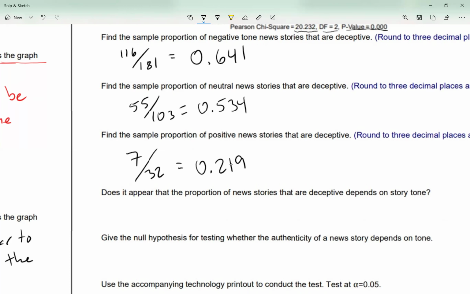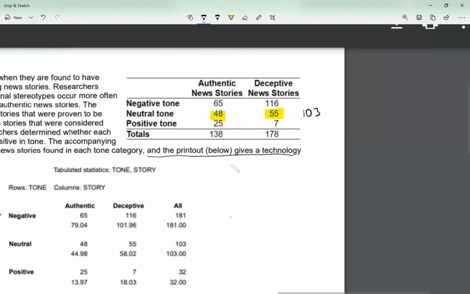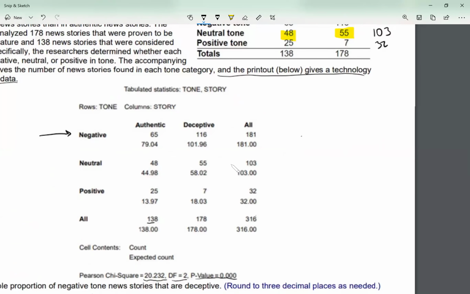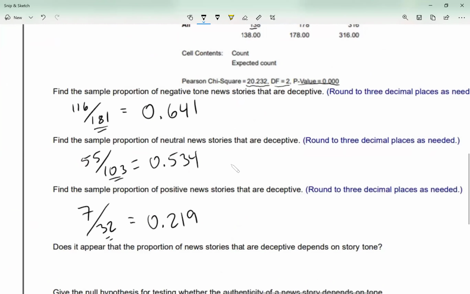Now, some of you might be wondering, the 181, 103, 32. Looking at our table here, where did those come from? 181, basically I added those two values. 103, I added 48 plus 55. And then the 32, because I added 25 plus 7. Now, I could have added those, or I could have just seen them in the table here. 181 is 65 plus 116. It added these values. So I could have used this table to begin with. Okay, it's up to you which table you use.